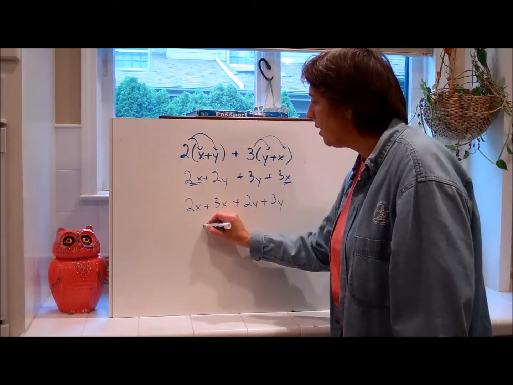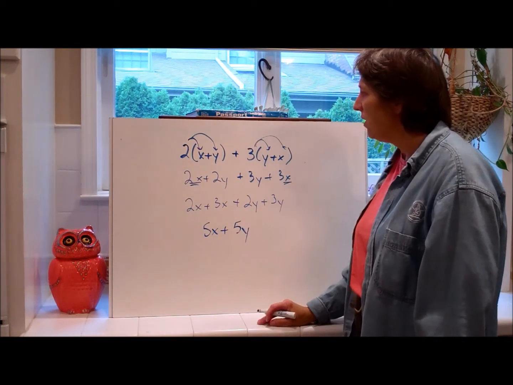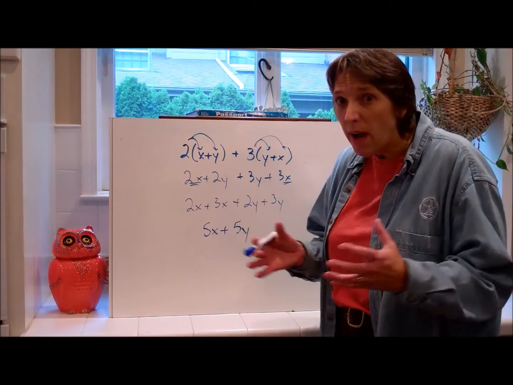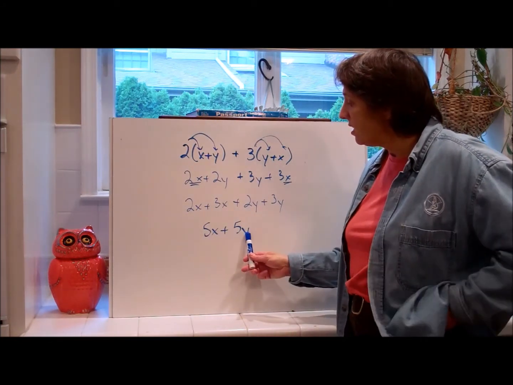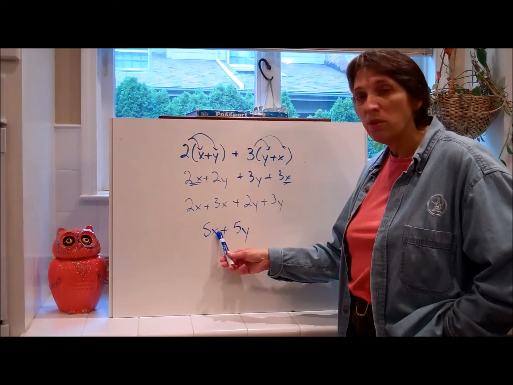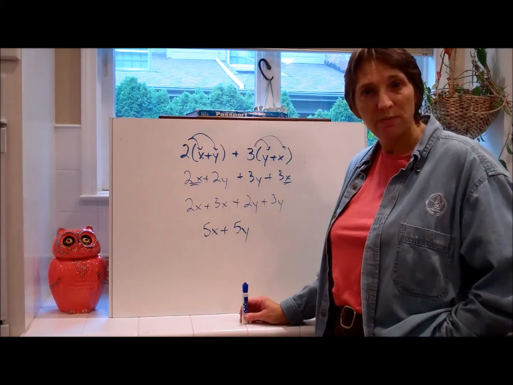And now I add the coefficients of these like terms. 2x and 3x, so it becomes 5x plus 5y. And that's my answer. I can't combine these any further, because this is 5x and this is 5y. They're both to the first power, but this variable is an x and this variable is a y, so I can't add them because they're different.